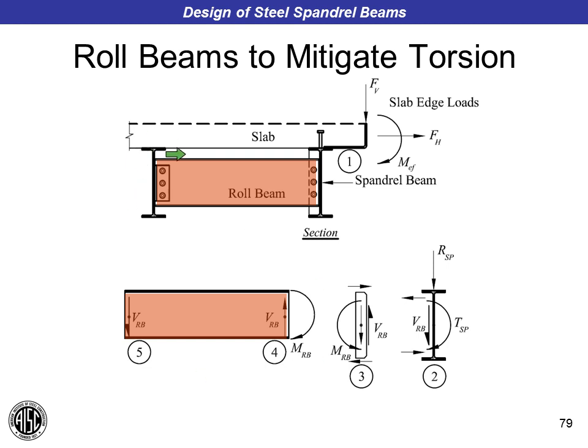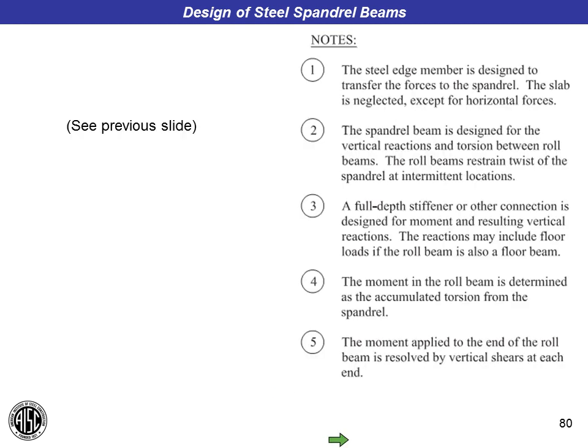And of course, if you have a deck that's running parallel to the roll beam here, it's okay to depress it as we've shown it here. But in the cases where the spandrel beam is a girder, these roll beams would be simply the typical floor framing beams. And again, here are the notes to that previous slide.